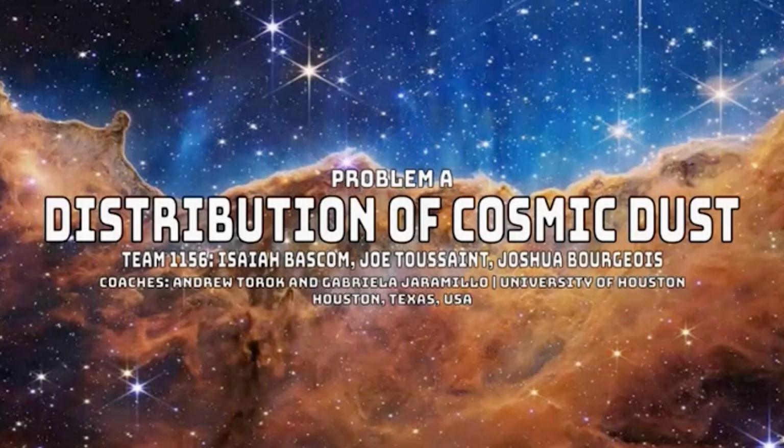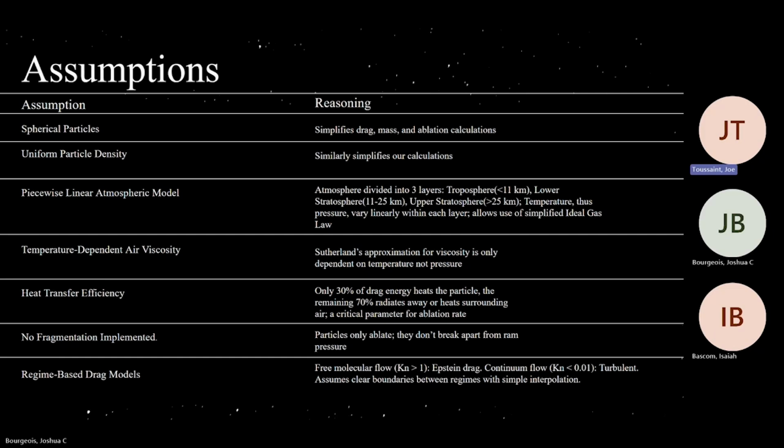So we assume that all of our particles are spherical to simplify some calculations. They'll all have uniform density. Throughout the Earth's atmosphere, we go through different layers of the atmosphere, and those will change in a piecewise way. And the viscosity of air is dependent on the temperatures in all those layers. We make some assumptions about heat transfer. We'll assume that the particles do not fragment, and depending on radius and other factors, the drag the particles experience are based on regime-based drag models.